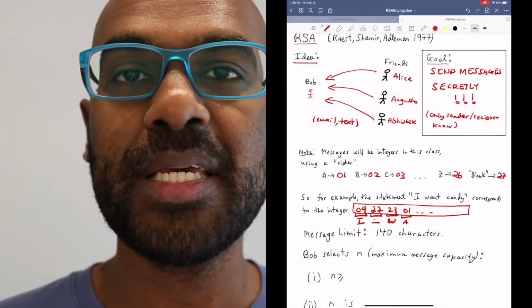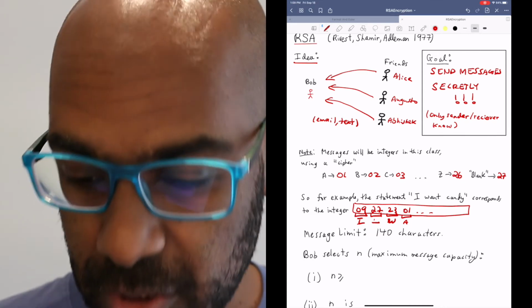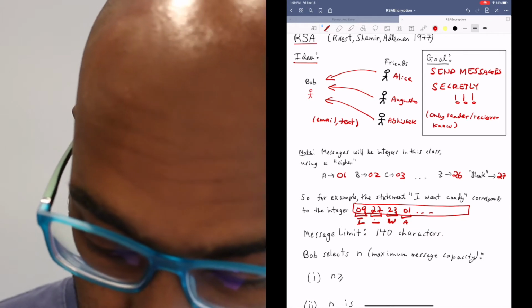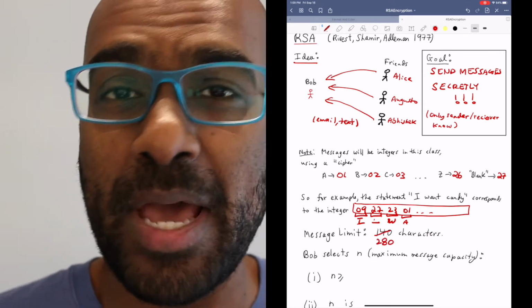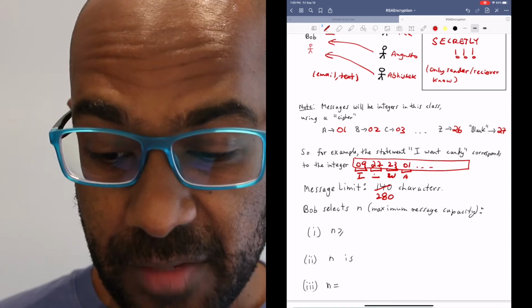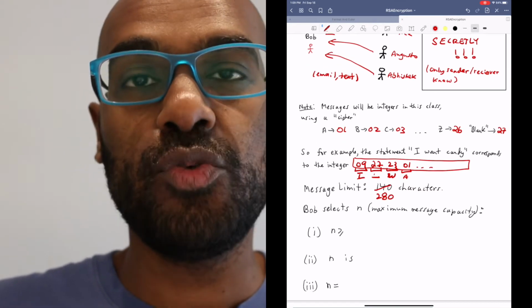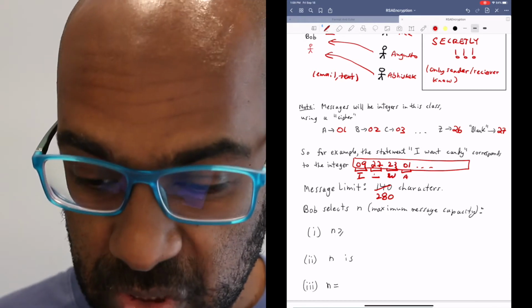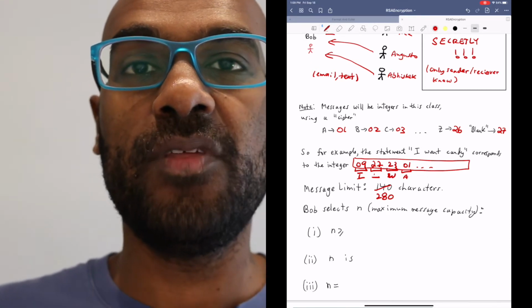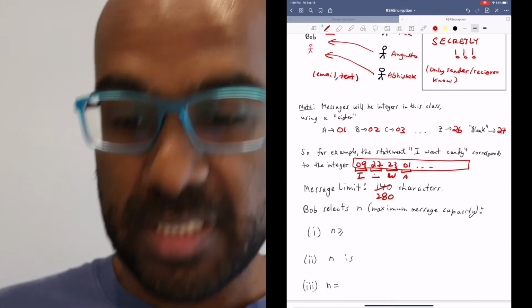Okay, so we'll assume a cap on the length of the message, let's say like 140 or 280 characters. And if that's the case, your messages have 280 characters. Each of them are encoded in 2-digit numbers. So the actual length of the number has at most 560 digits.